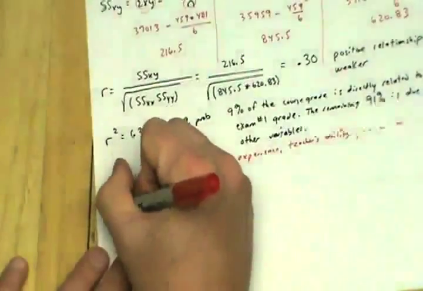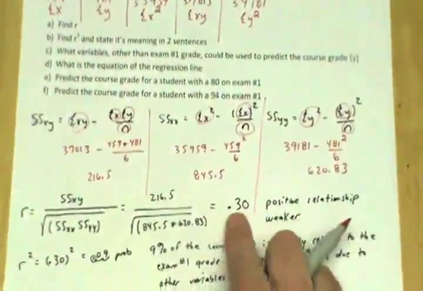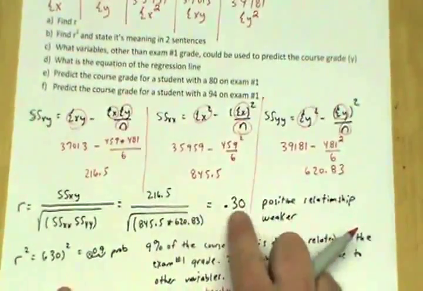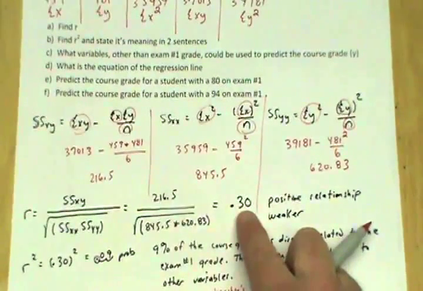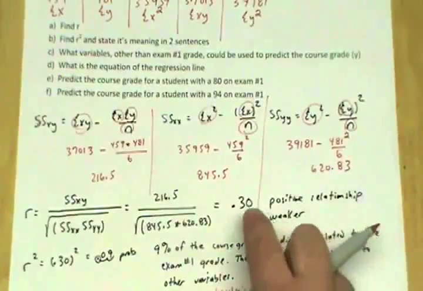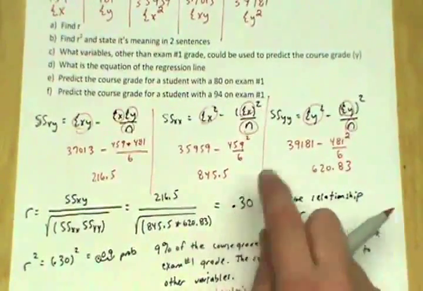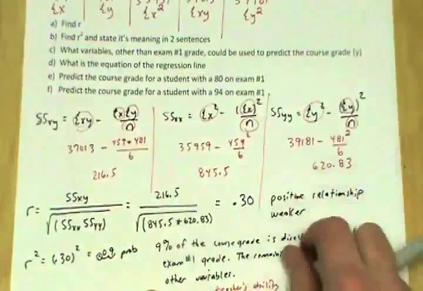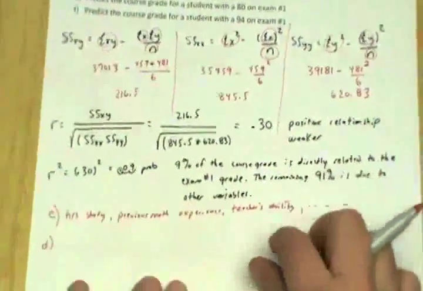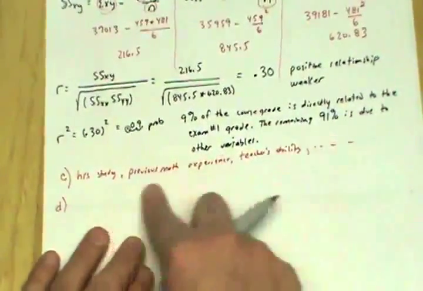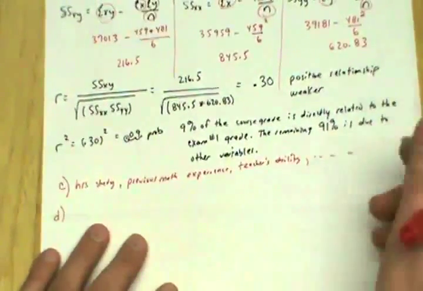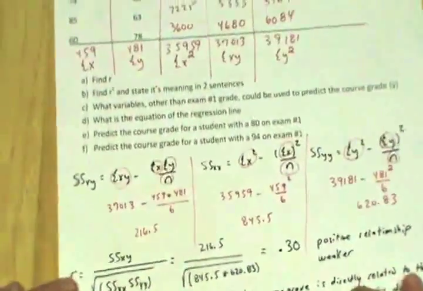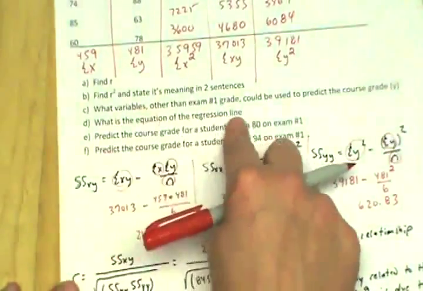Okay, so now D. So we have the relationship. It's a positive relationship and it's weak, which means, can you really rely on your exam number 1 grade to predict the course grade? Well, not really. It's a pretty weak relationship. I would look at other things than just your exam number 1 grade to predict what your course grade is going to be. Some of these are going to have more experience. Also, like your attendance level, and do you do your homework on a regular basis? Stuff like that.